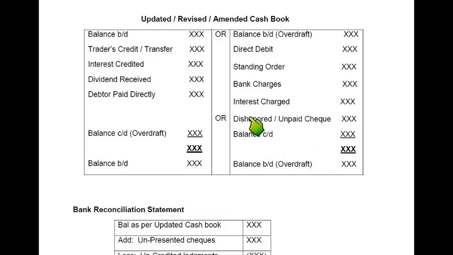So what we'll be doing, essentially, is reversing the transaction. Firstly, when the check arrived, we debited our bank and credited the customer. Now we'll be crediting our bank and debiting the customer again. This is known as dishonored check or unpaid check. And the short side will be balance c/d, and in the next period it will be balance b/d. So this is the updated cash book, and then we'll move to the bank reconciliation statement.